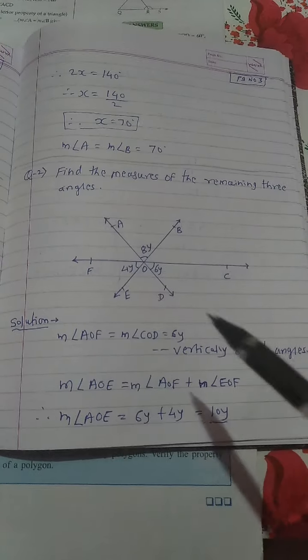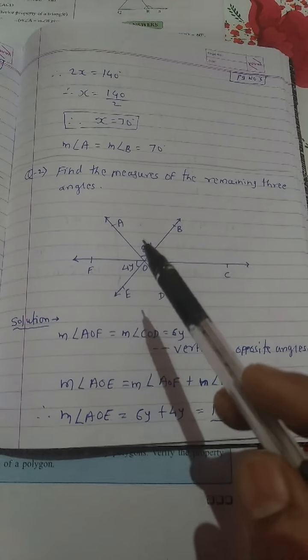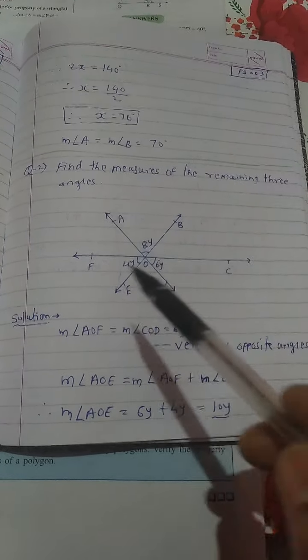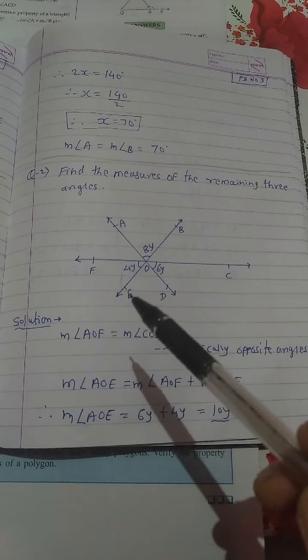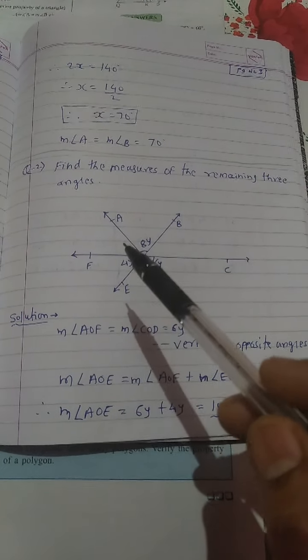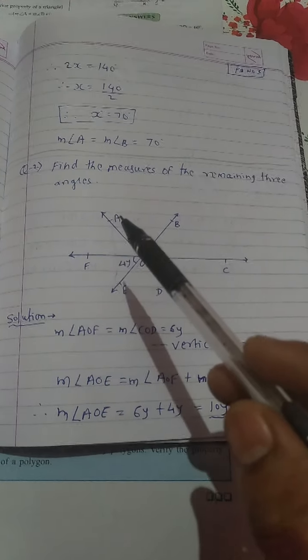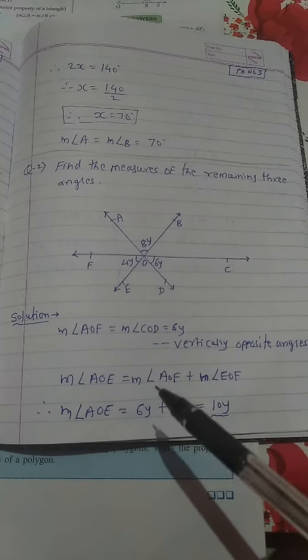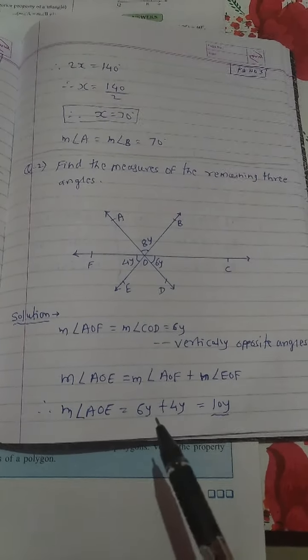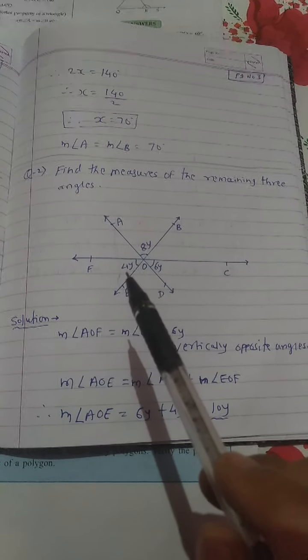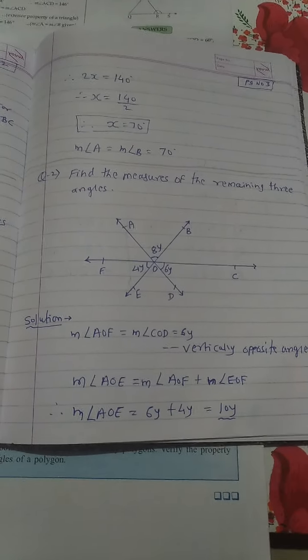AOE is the sum of the major angle AOF and the major angle EOF. We'll add these two angles, we'll get the total AOE. And now you put the value of this. 6y here will come and 4y. 6y plus 4y will get 10y.